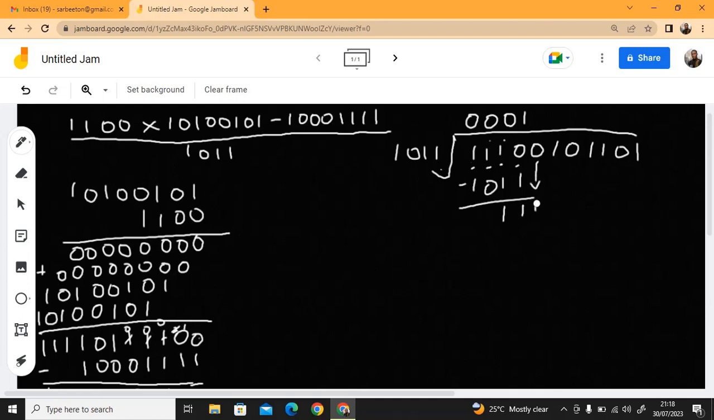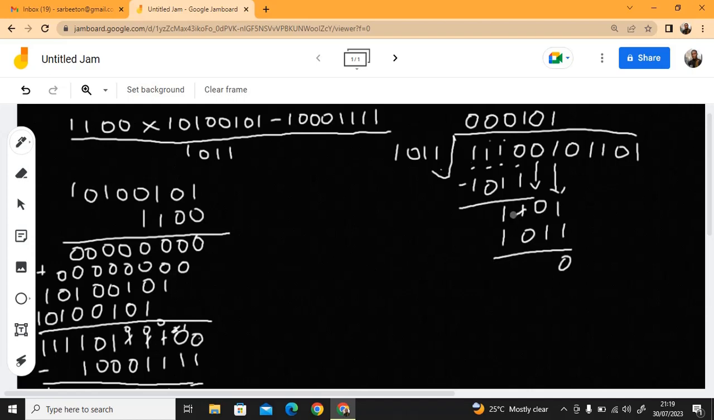You bring it down. Now this number is still smaller than this number, so I'm going to write 0 here. So I'll bring down this one also. You can refer to division we did earlier. Now this number here is smaller than what is there, because this is 1001, what is 1011, so you are going to write 1. So this number you multiply with this one, you have 1011. Now let's subtract. 1 minus 1 is 0.